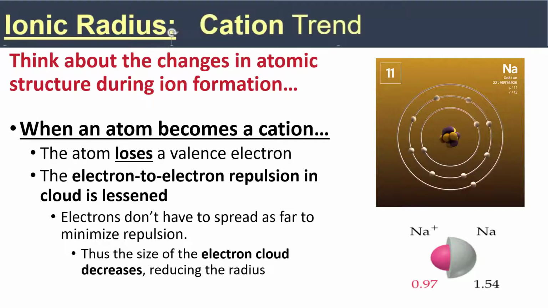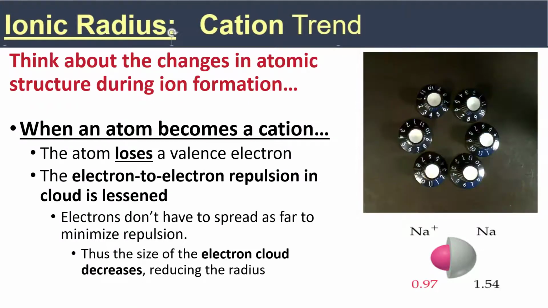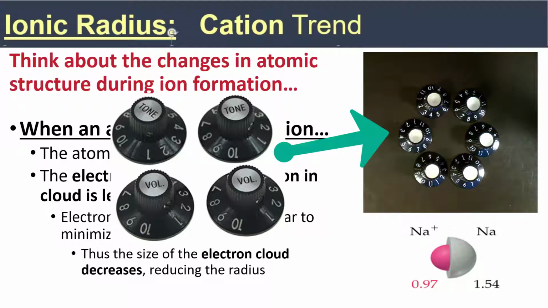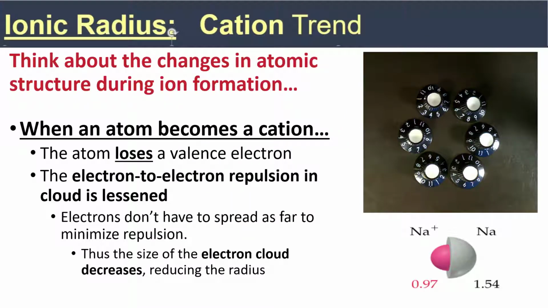To help us make sense out of why a metal ion is smaller than a metal atom, you have to understand what is happening when that atom is losing the valence electron. And essentially, there is far less electron to electron repulsion. So if we take here the example of these witch hats that we're looking at, I got some leftover guitar parts, pretend that those are electrons in a cloud. And we know that electrons want to maximize their distance to minimize repulsion.